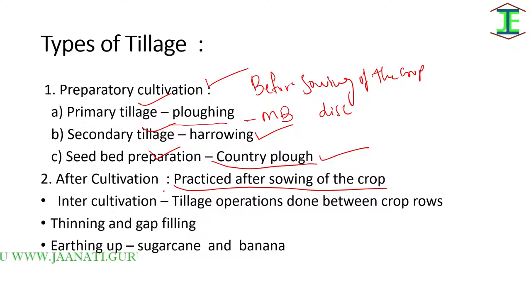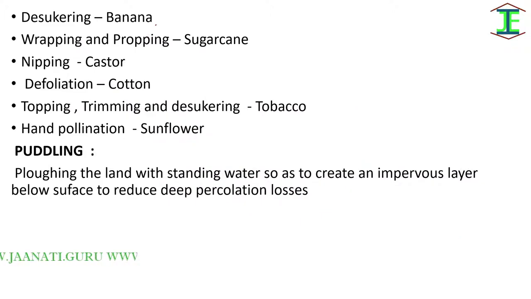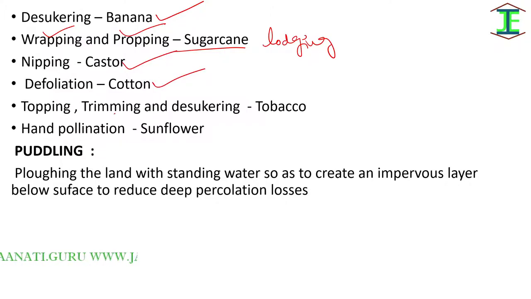Next is after cultivation. After cultivation is practiced after the sowing of the crop. In that, we have intercultivation and many other special operations. Intercultivation is the tillage operation done between the crop rows to remove weeds or for earthing of the soil. Next is thinning and gap filling. Next, earthing up, this operation is done in sugarcane and banana. Next is desuckering, removal of daughter suckers from the mother plant. This is done in banana. Next is wrapping and propping. To reduce lodging in sugarcane, we tie the bottom leaves of sugarcane. That operation is called wrapping and propping. And then nipping, this operation is done in castor, and defoliation in cotton, topping, trimming and desuckering in tobacco, and then hand pollination is done in sunflower. Next is puddling.